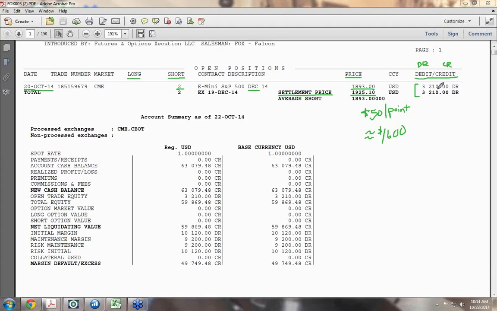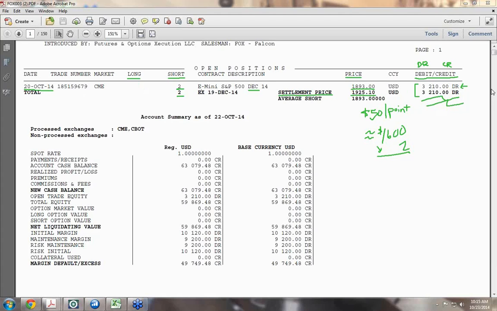The reason it's 3210 is basically we got a 32-point difference here, which is about the 1,600 we talked about, but remember, we're short 2 contracts. So times 2, this is going to give you the snapshot on the current P&L of any open positions over here on the right. If it's a CR over here, it means that would be an unrealized profit. A DR is an unrealized loss. All right, so that's the open position section.